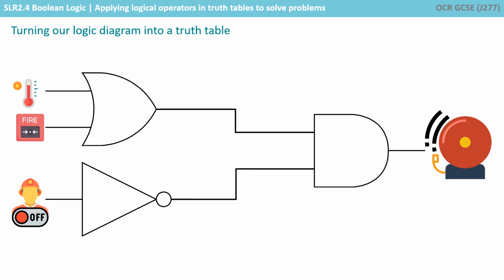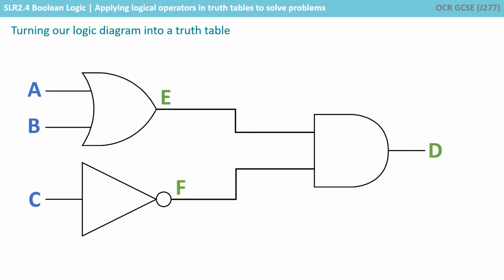So the next thing is to turn our logic diagram into a truth table. Well, the first thing to do here is to replace the diagrams, and let's start using letters because these are going to make more sense in our truth table. So I've got three initial inputs, A, B and C, and I've got one output at the very end, D, but I've also got two intermediate outputs. I've got the output from the OR gate and the output from the NOT gate. So I've labelled them E and F.